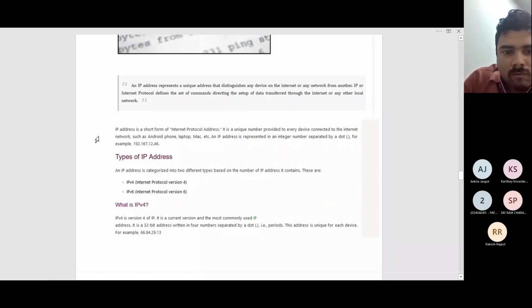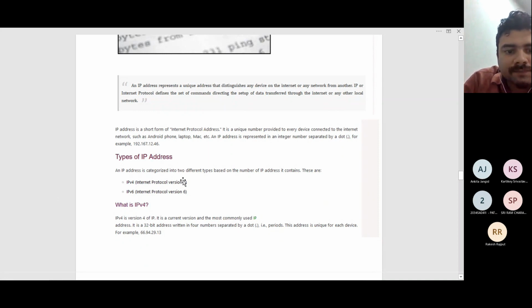So IP address is a short form of Internet Protocol address. It is a unique number provided to every device connected to the internet network, such as an Android phone, laptop, MacBook, etc. An IP address is represented as integer numbers separated by a dot. For example, 192.167.12.46.